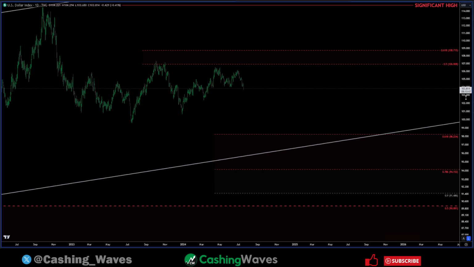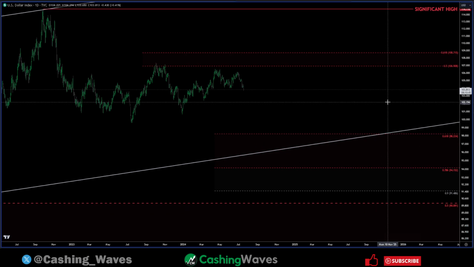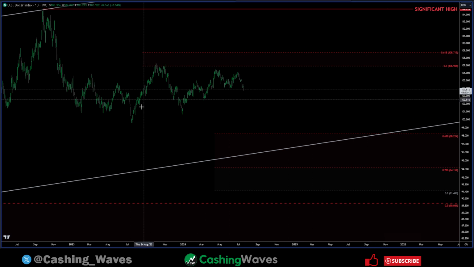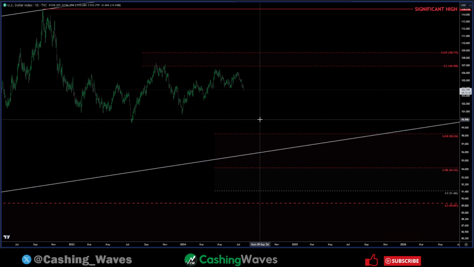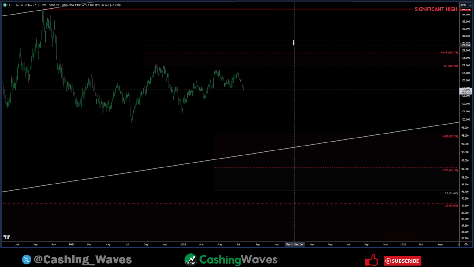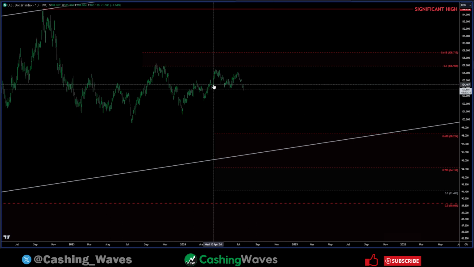Welcome to Caching Waves. This is an Elliott Wave update for DXY. Now I cover DXY because it has an inverse relationship with Bitcoin. If the dollar decreases in value, Bitcoin tends to go up, so it's very important for us to track that as well.